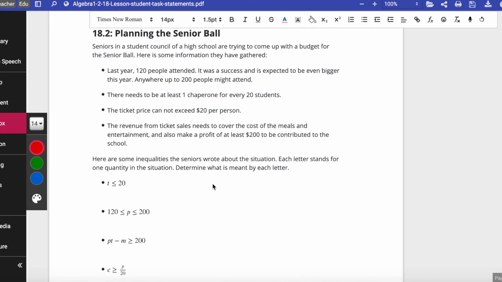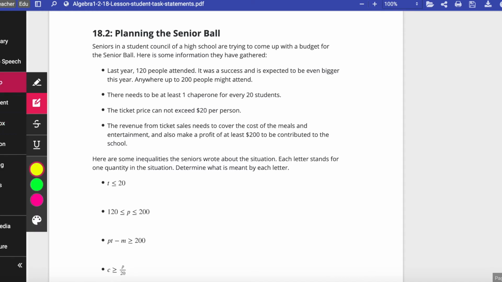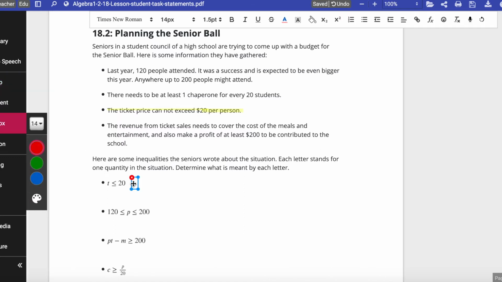So you would look at these and look at the descriptions and see what T is less than or equal to 20 could possibly mean. Well, if you look at this, T is talking about ticket price because it cannot exceed $20 per person. So T represents the price of each ticket, or price of tickets.